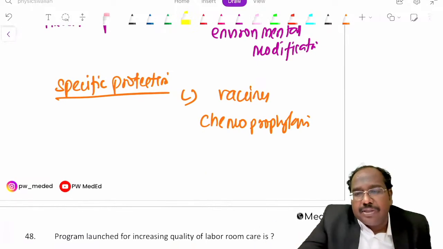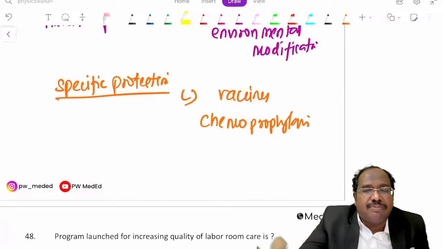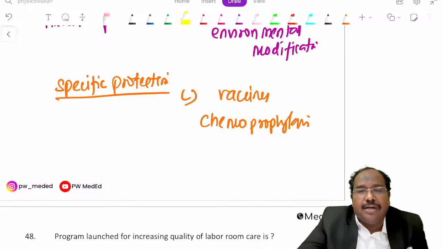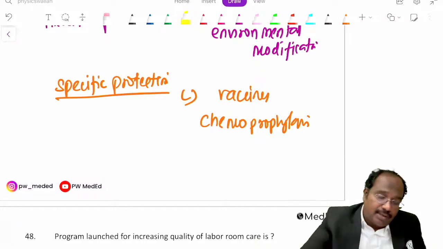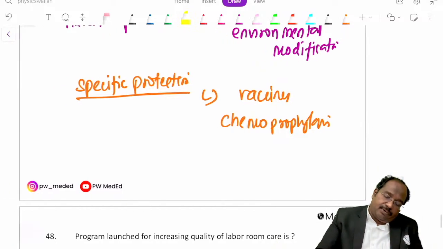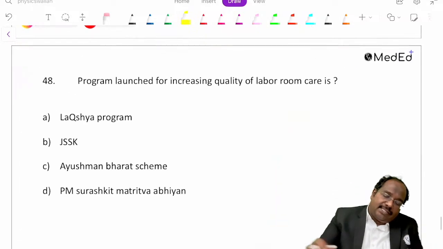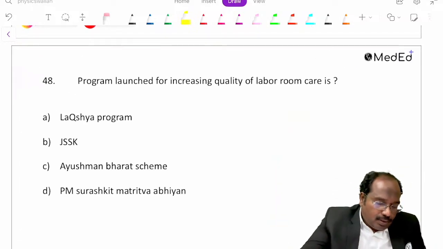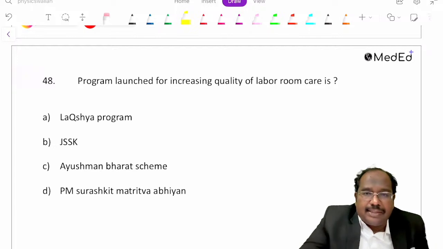Early diagnosis and treatment is secondary prevention, any case finding tool. We saw the previous one. Hypertension screening or pap smear screening or blood sugar, all come in secondary prevention. What is the answer here, guys? It's also an INI exam question.